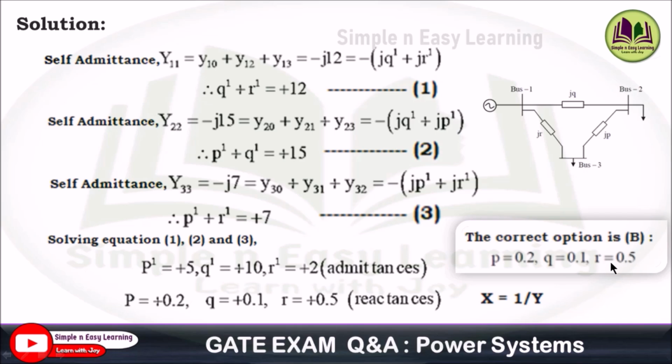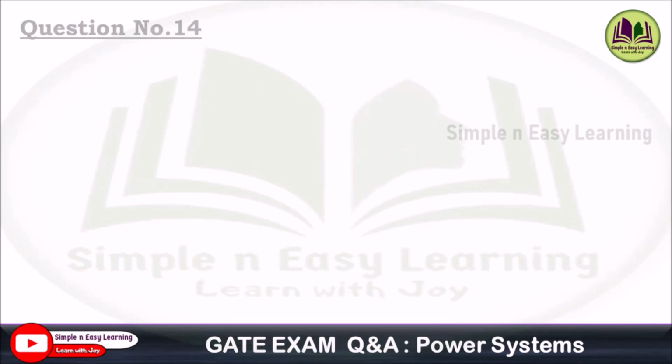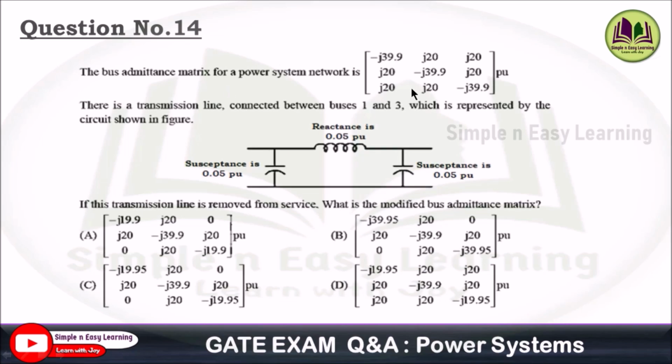Now we move on to the next question. Question number 14. The bus admittance matrix for the power system network is shown. Here it is a 3 cross 3 matrix. It is a 3-bus system, and there is a transmission line connected between buses 1 and 3, which is represented by the circuit. The two buses alone are shown here, 1 and 3.